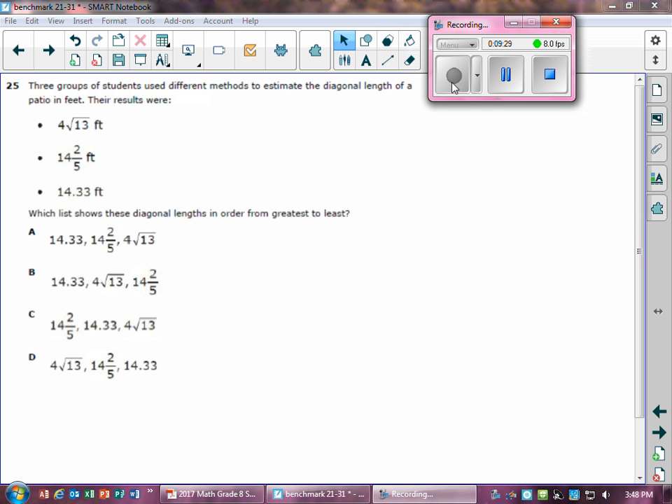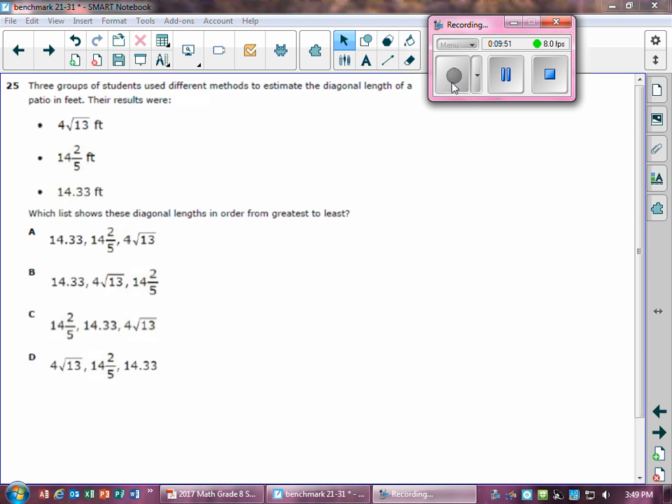Okay, so let's go to 25. Three groups of students use different methods to estimate the diagonal length of a patio in feet. The results were 4 and the square root of 13 feet, 14 and 2/5 feet, and 14.33 feet. Which list shows these diagonal lengths in order from greatest to least?